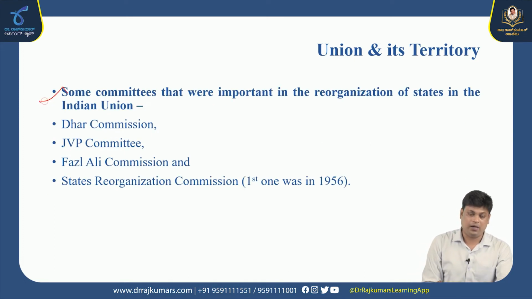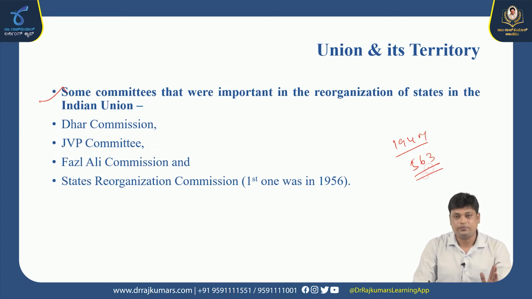Some committees were important in the reorganization of the states in the Indian Union. After independence in 1947, India had around 563 princely states. With the diplomatic skill and great work of Sardar Vallabhbhai Patel, around 562 princely states were merged. The remaining princely states, like Hyderabad, Jammu and Kashmir and Junagadh, were merged with different kinds of action, so all the princely states were merged into the Indian Union.